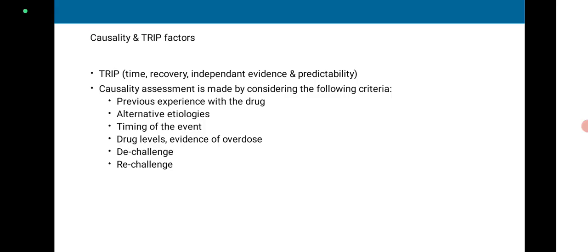Now coming to the causality and TRIP factors. TRIP factors include time, recovery, independent evidence, and predictability. When an ADR is suspected or identified, we need to do a causality assessment, and the causality assessment is made by considering the following criteria, which include previous experience with the drug, any alternative etiologies, timing of the event, the drug levels, occurrence of overdose, re-challenge and de-challenge.